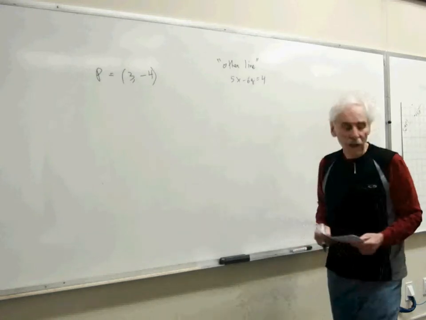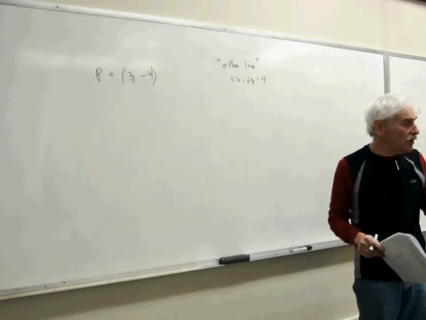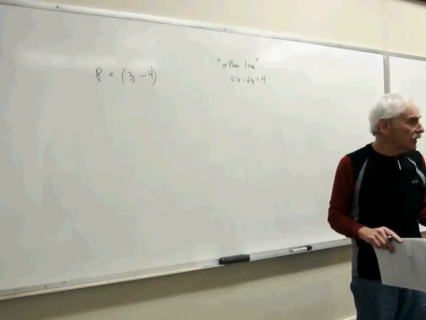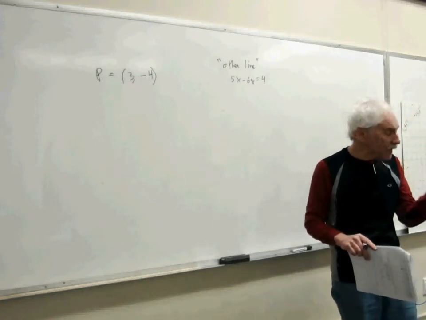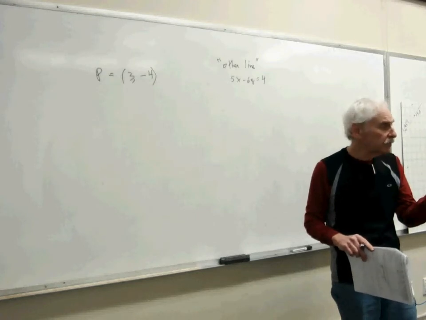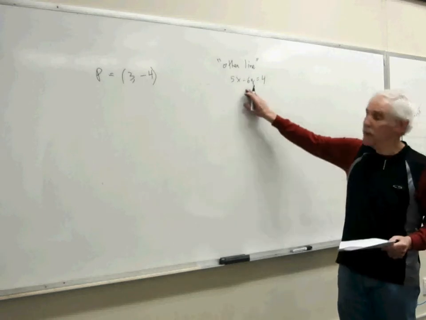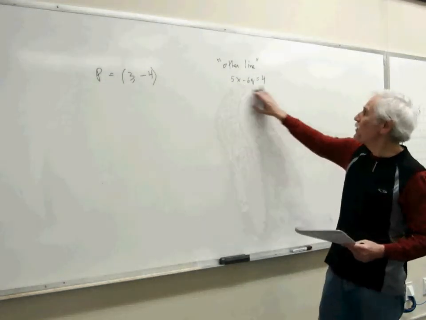Okay. I want to find out the slope of that other line. Because do you remember the relationship of two lines that are perpendicular to each other? Remember how the slopes relate? Yeah, the product of the slopes is minus 1. The product of the slopes of two lines that are perpendicular is minus 1. So if I know the slope of this guy, I'll know the slope of the thing I'm looking for. Let's just find out what the slope of this is.